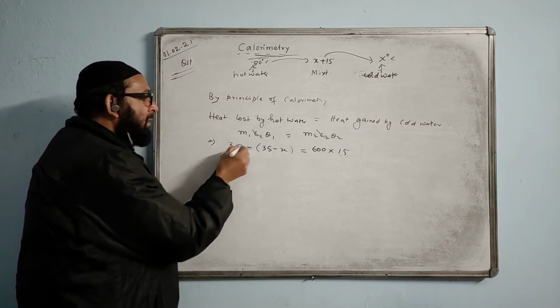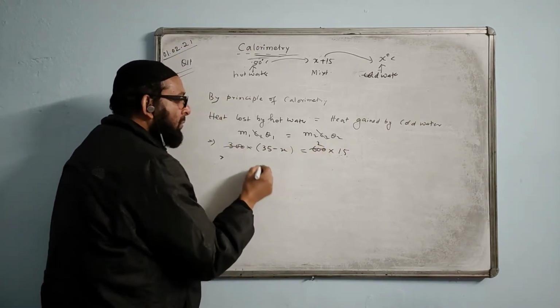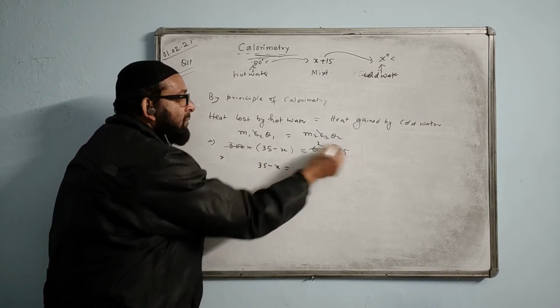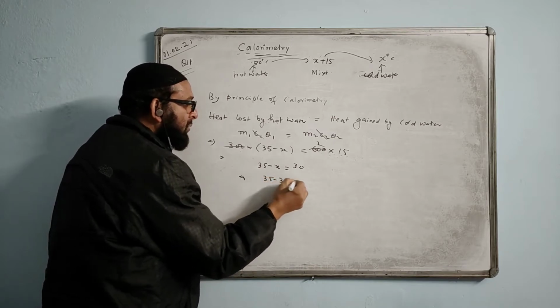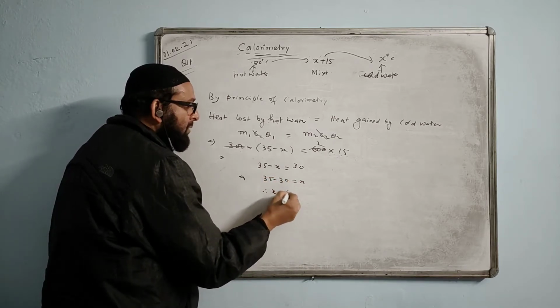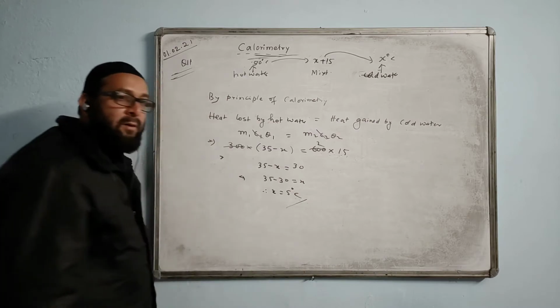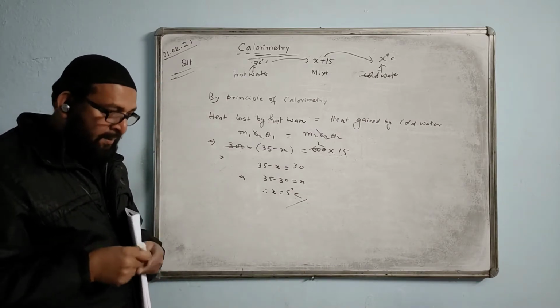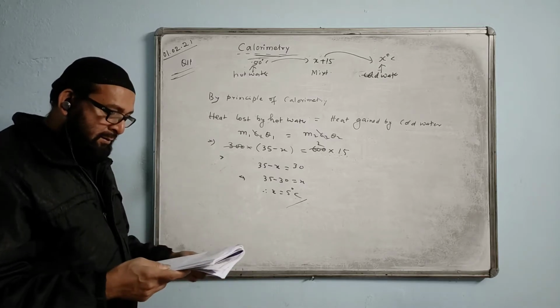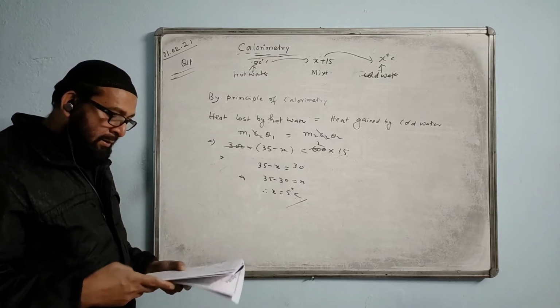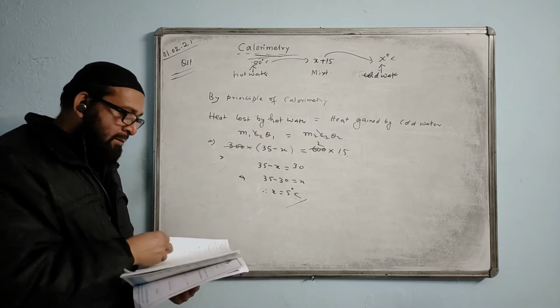Now find the answer. 300 cancels. You get 35 minus x is equal to 30. What is the value of x? 35 minus 30 is equal to x. The x value is coming 5 degrees Celsius. So what is the initial temperature of cold water? 5 degrees Celsius. Understood? Okay.